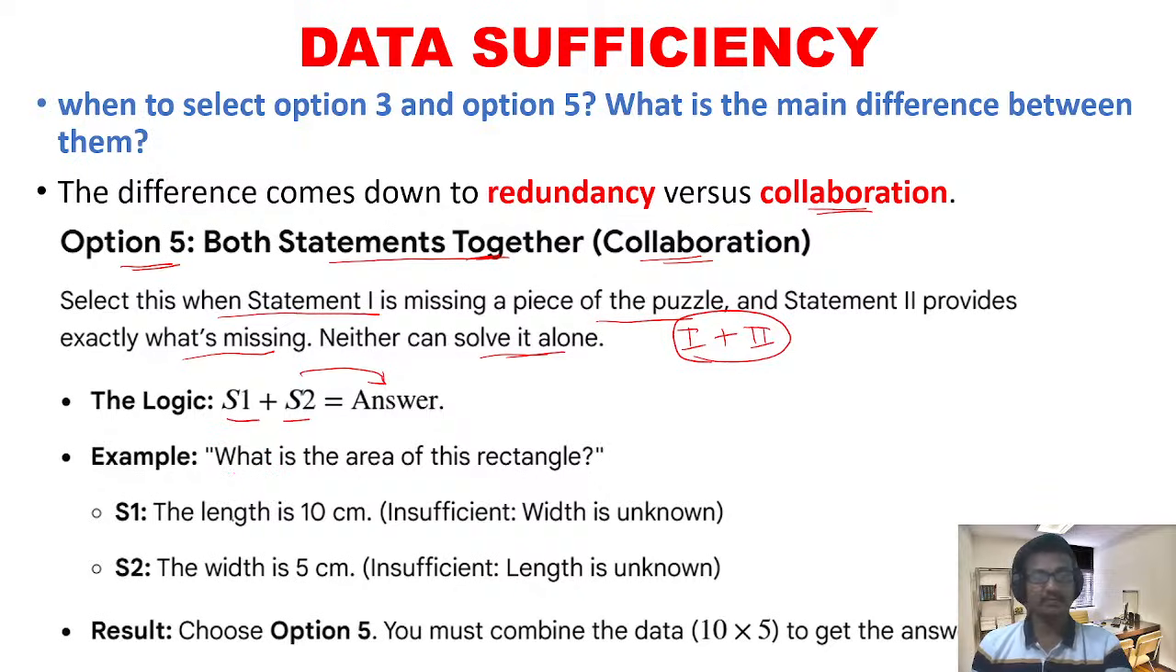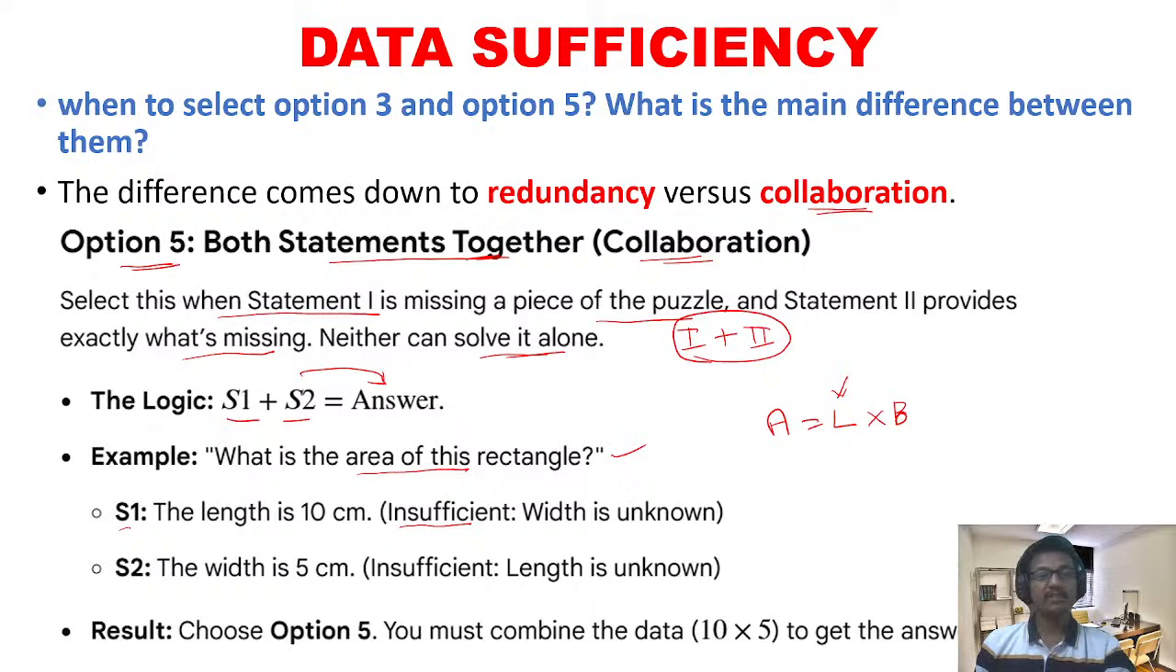Let us take an example problem of this kind. What is the area of this rectangle? That is the question. Statement 1: the length is 10 centimeters. This is insufficient, because to find the area of the rectangle, what is required? Length multiplied by breadth. But statement 1 provides only the length. The breadth is missing here, so you cannot calculate the area with statement 1 alone.